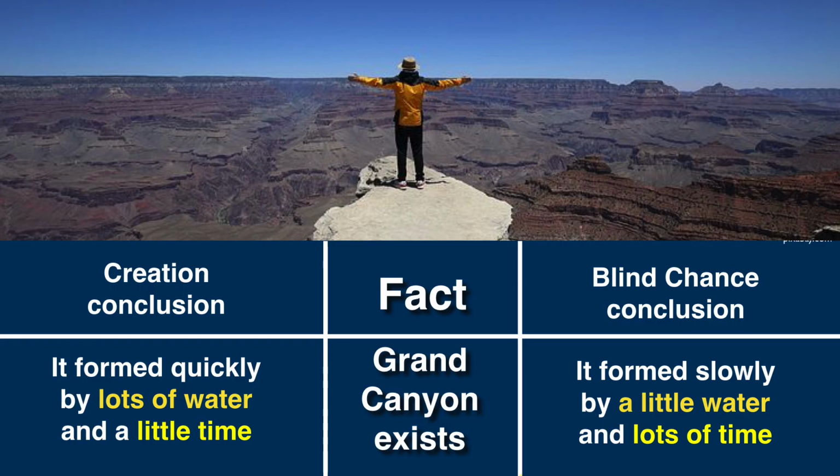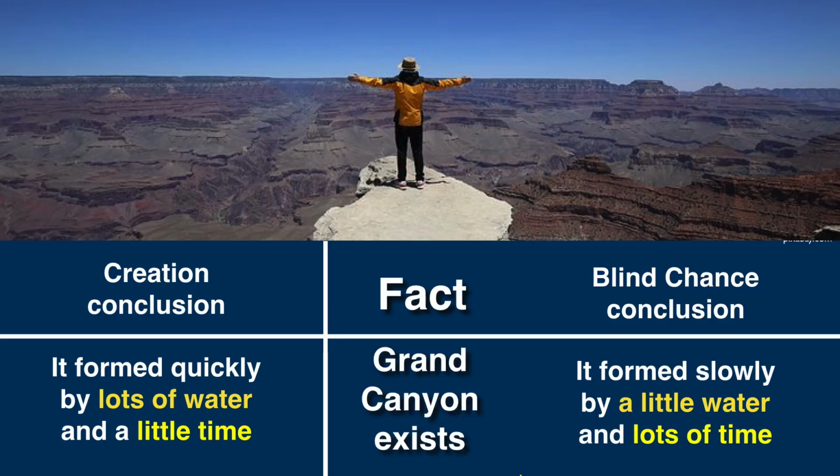Okay, so now a quick review. The fact is Grand Canyon exists. There's two different interpretations, two different conclusions. One is by the blind chancers. They say it formed slowly by a little water and a lot of time. That little Colorado River cut that big canyon over 6 million years. But the creationists say, no, it formed quickly by lots of water in a little time, maybe in a matter of weeks. Okay?